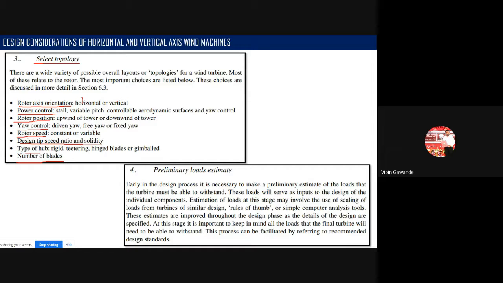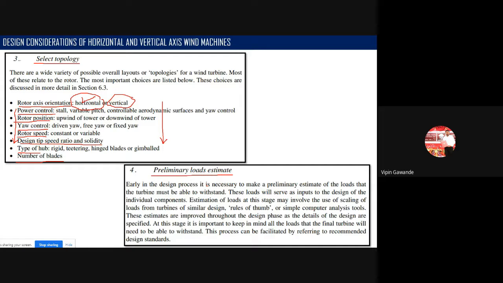Suppose we are designing the horizontal type of wind turbine, then the following parameters will change as per the design of the horizontal axis turbine. When we are considering the vertical axis turbine, again there will be a change in the design process of the following components. The fourth one is the preliminary loads estimate.